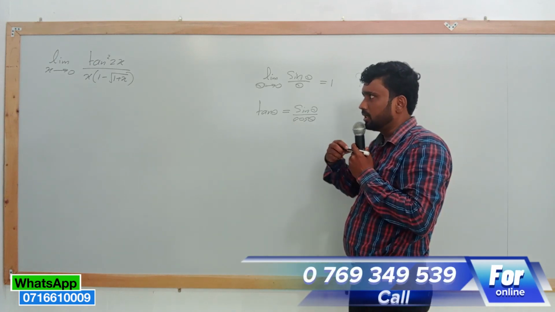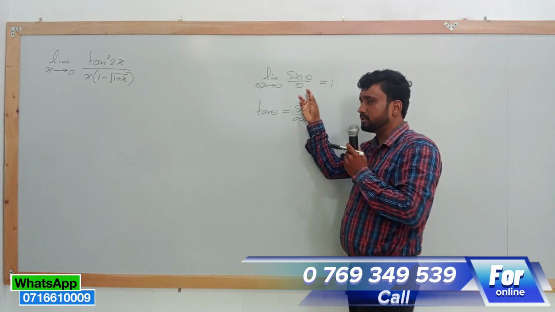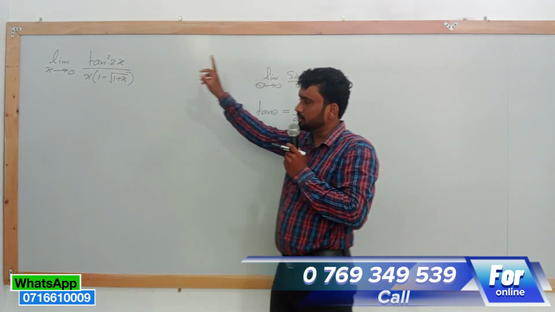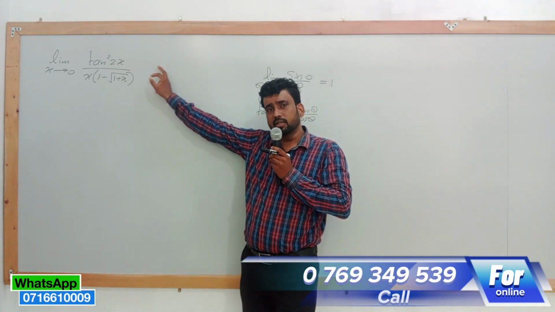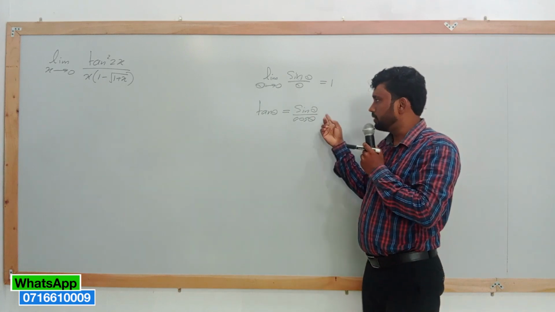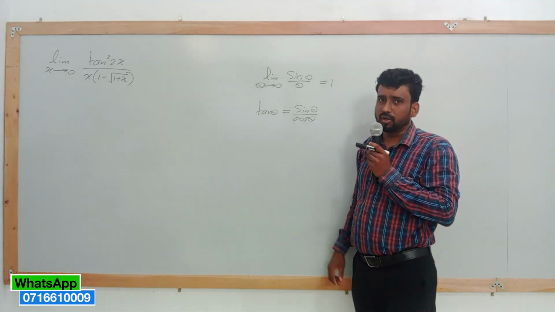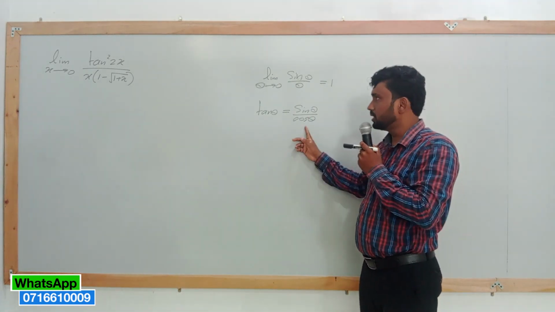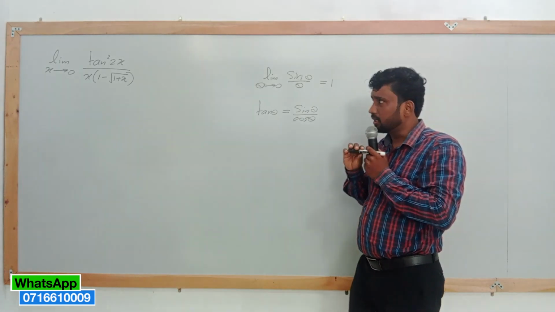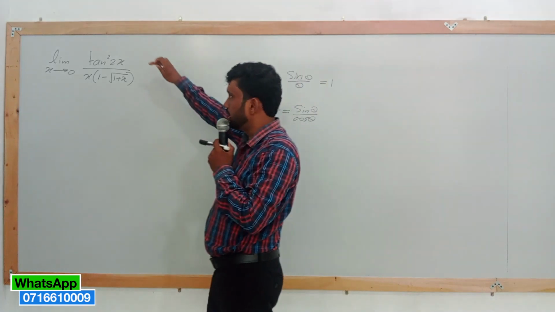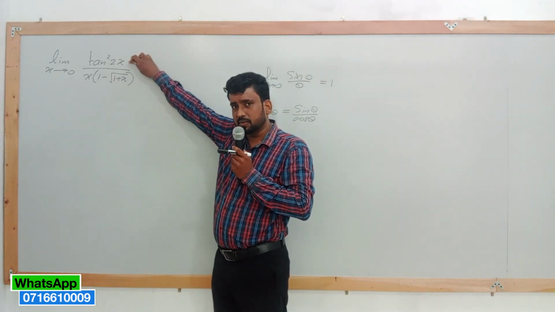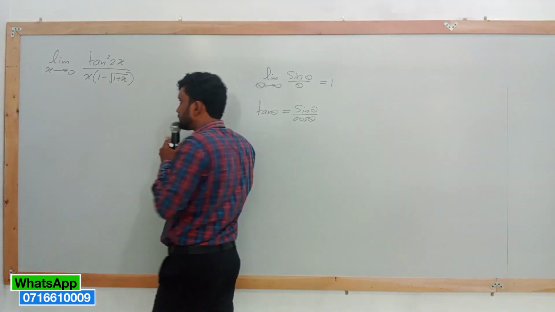Why? Our theory goes with sine, but our question says tan. Then we have to divide into two parts, sine and cos, right? We know that cos 0 is 1, right? Let's try to divide into two parts here, like that.